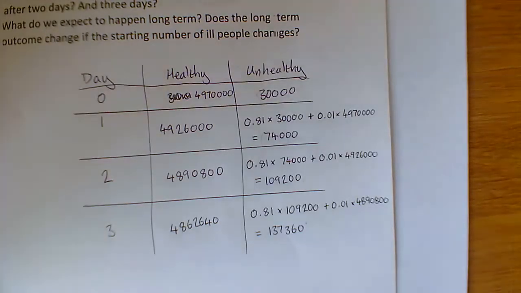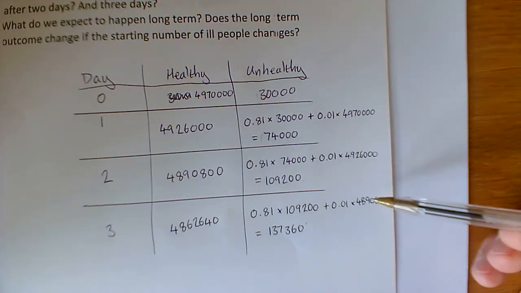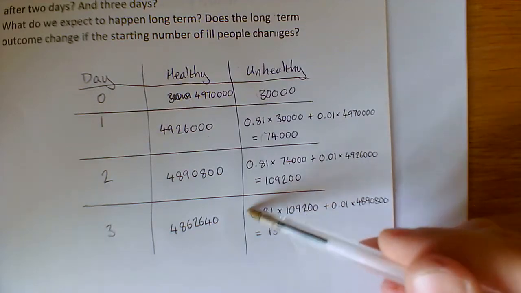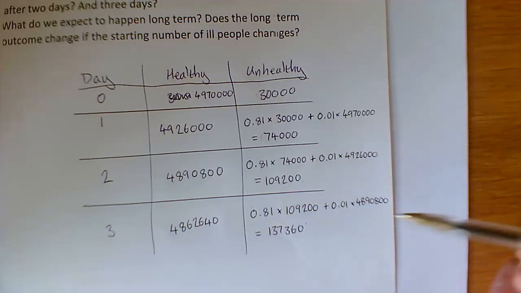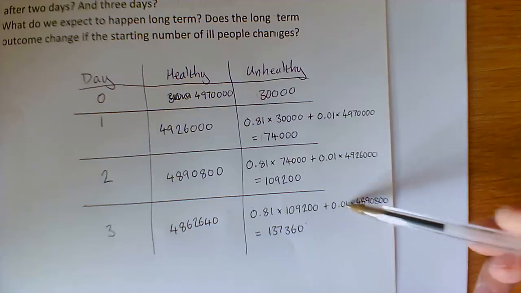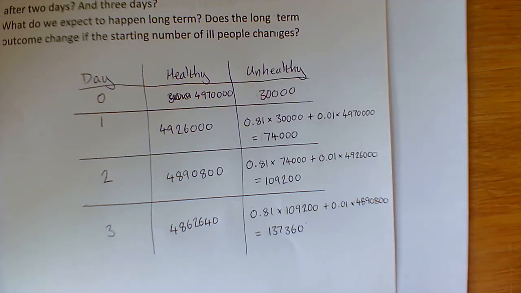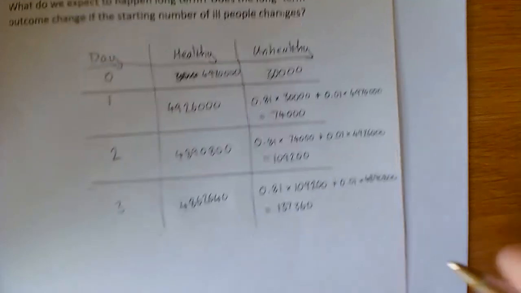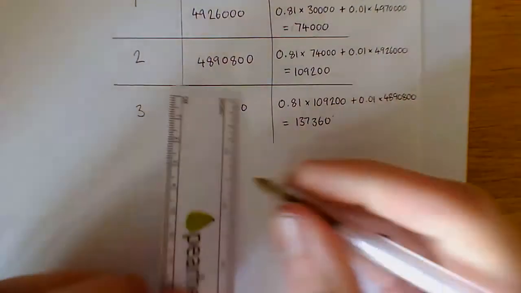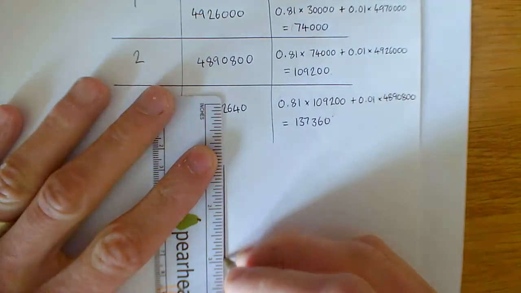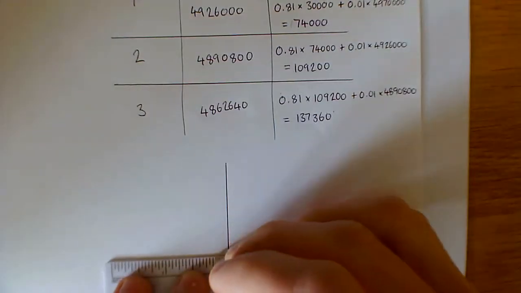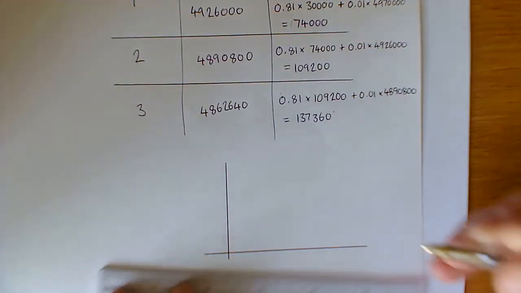But what's going to happen over time? Well, as more and more people get ill, this recovery rate will start to have an impact. And the number of people that are healthy that could get ill is actually decreasing over time. Now, that might sound a little bit familiar, and actually, I'm going to sketch the graph of what happens, because this is a really important kind of relationship to start seeing.